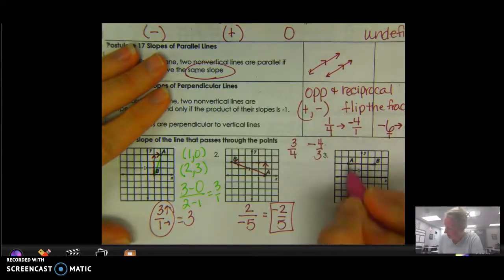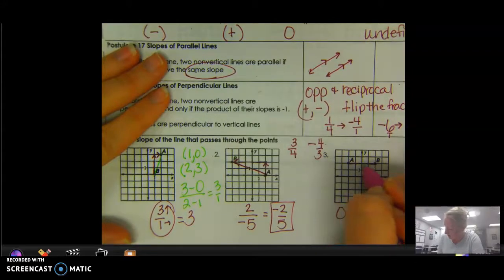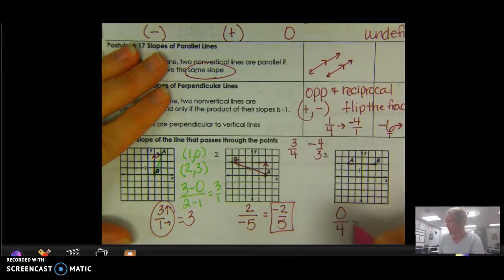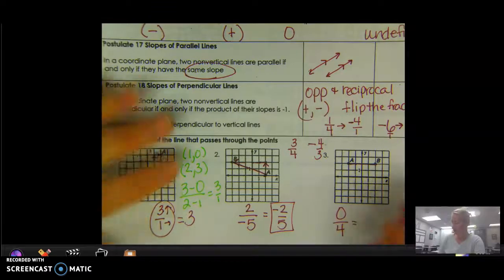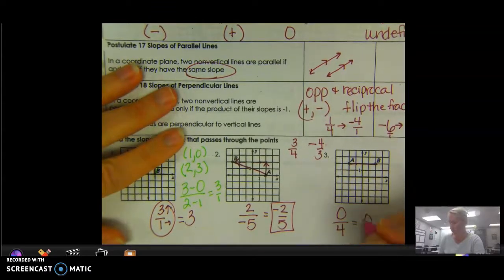I rise 0, and I run 1, 2, 3, 4. Now, put that into your calculator. Do 0 divided by 4, and what you will get is a 0 slope, which is what we should get on a horizontal line.